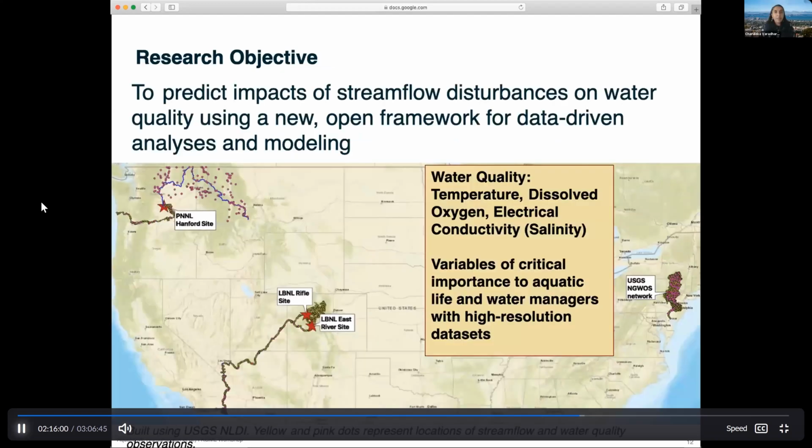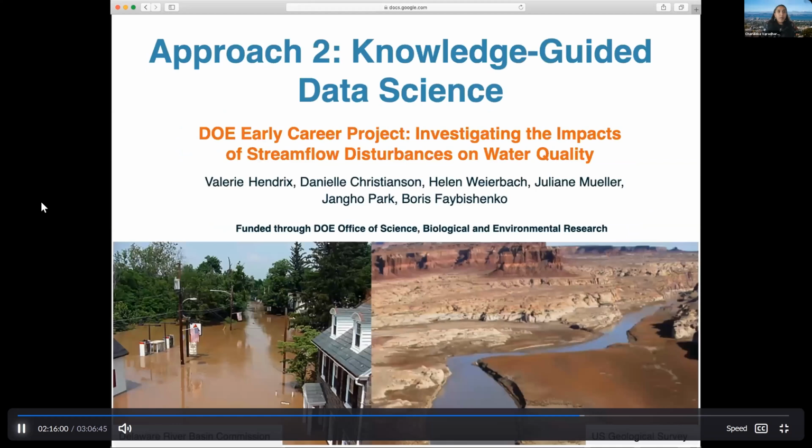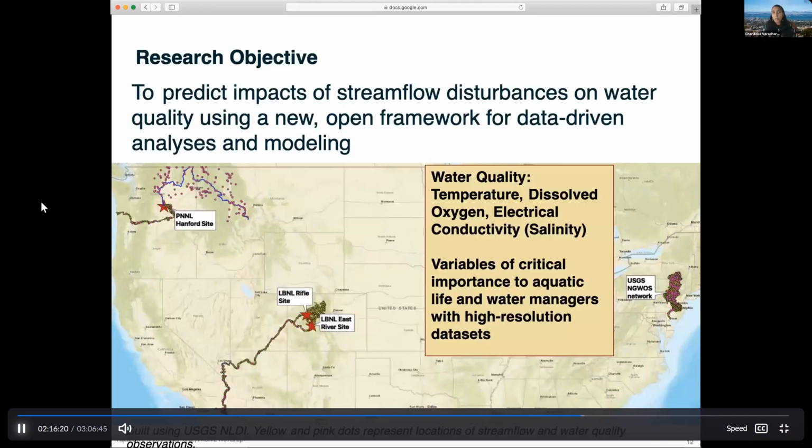There we go. This is a project which is a DOE early career project, and it's mostly aspirational because it just got funded last September. But I'm going to be using a second approach that's really starting to think about how we can use knowledge-guided data science to do predictions of river water quality here. So the research objective is to understand the impacts of stream flow disturbances, both floods and droughts, to water quality here. And we'll be exploring whether we can infer knowledge about river corridor responses to disturbance as emergent properties that yield transferable insights using data-driven approaches as part of a framework to build better machine learning models.